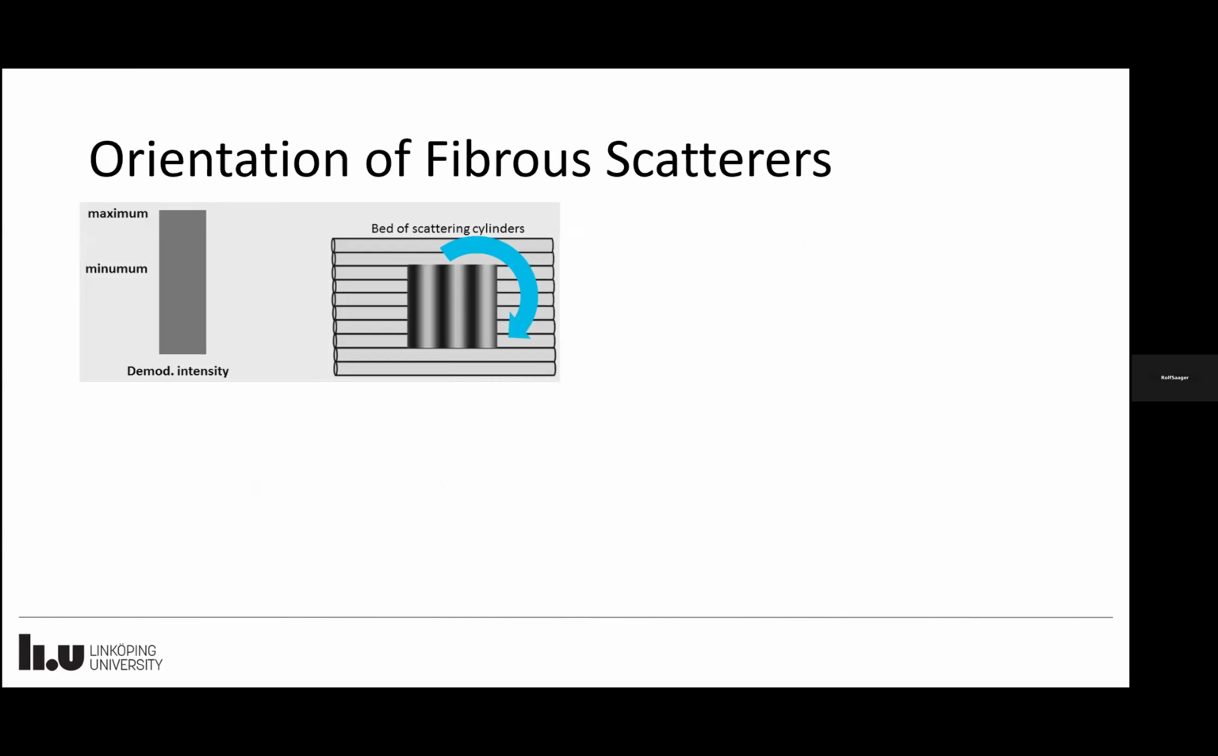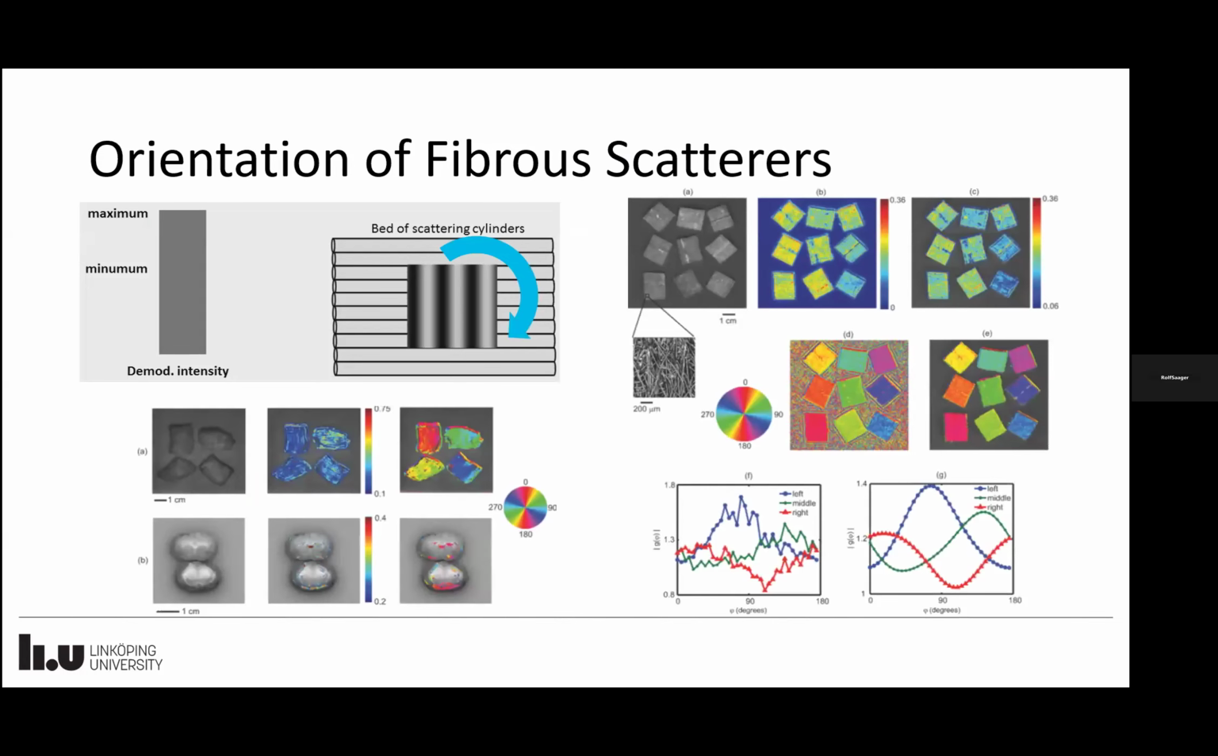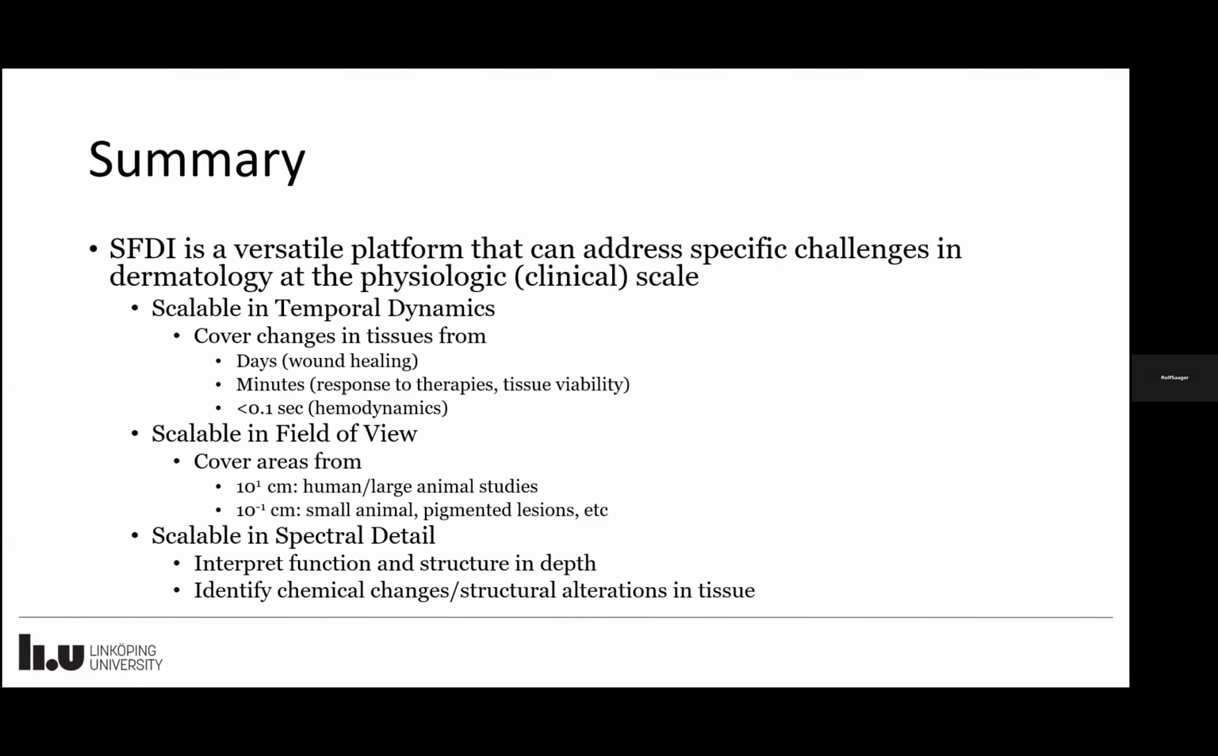You can also rotate the patterns if you have organized structures like collagen fibers that have a directionality, and actually look at scattering differences if you are aligned with fibers versus perpendicular to fibers. And you can read that later.